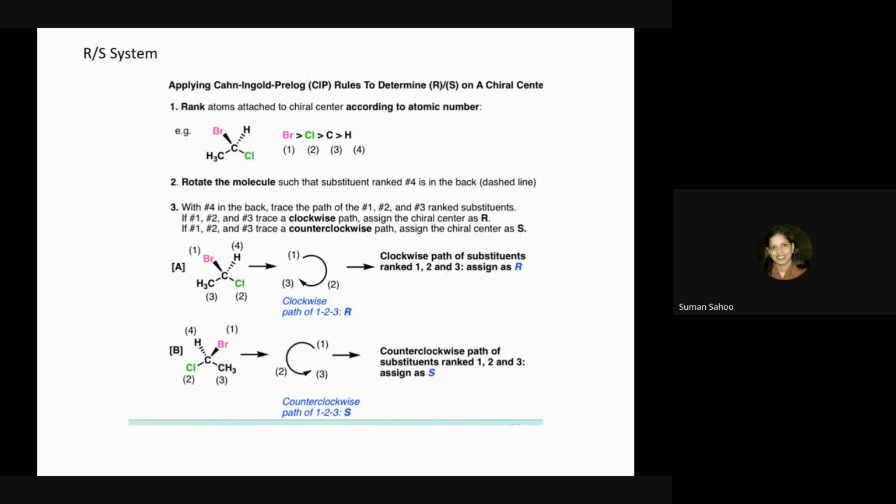The R-S system of nomenclature we have also done, that is the absolute configuration, and mostly we use it in the IUPAC nomenclature. In that case, you first have to give the priority, or rank the atoms according to their atomic number. Then you see whether the fourth priority is away from the viewer or towards the viewer. If it is away from the viewer, you don't have to worry. Then you just rank it, and when you trace the path from 1 to 2 to 3, if it is clockwise, then give R, and if it is anti-clockwise, then give S.